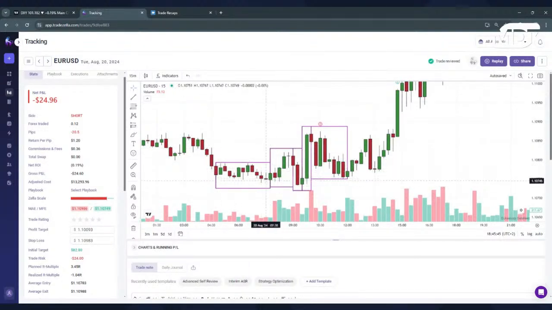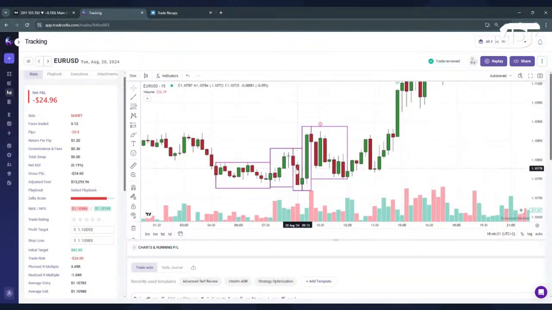When I initially saw this, I saw this as one big consolidation, and then we had the expansion to the upside, and then I was seeing this as a reversal, which was incorrect. What we really have is a consolidation, and then we have a liquidity raid to the upside, and then we have a liquidity raid to the downside below the move that took out upside liquidity.